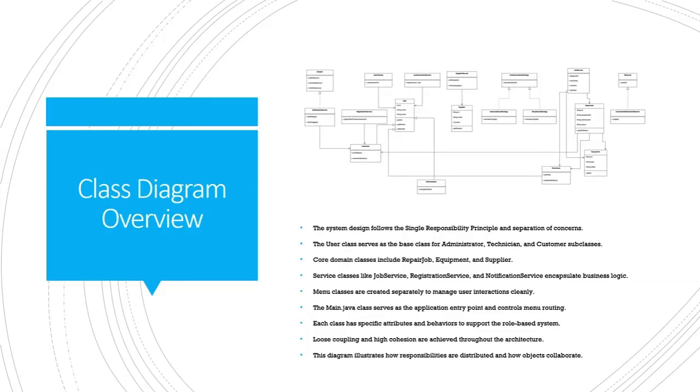And coming to the class diagram overview, the class diagram reflects a structured architecture following the single responsibility principle. The user superclass is extended by administrator, technician, and customer. Classes like repair job and supplier represent key domain entities. Service and menu handler separate business logic from user interaction, resulting in modular, testable components that closely reflect real-world system behavior.